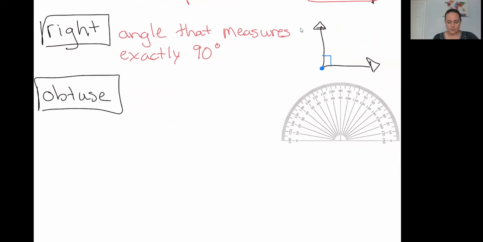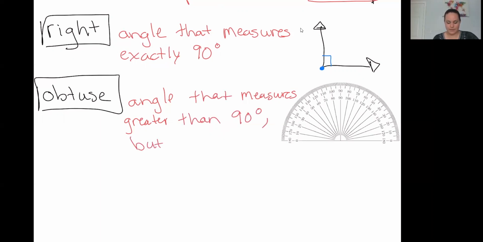Okay, an obtuse angle is an angle that measures greater than 90 degrees, but less than 180 degrees. Okay, so here's what that means.